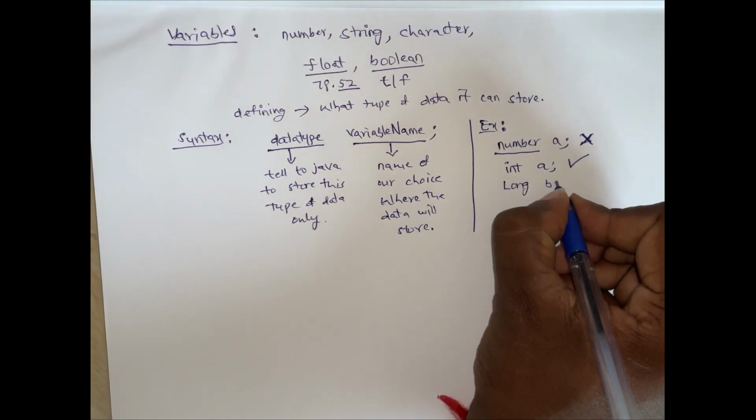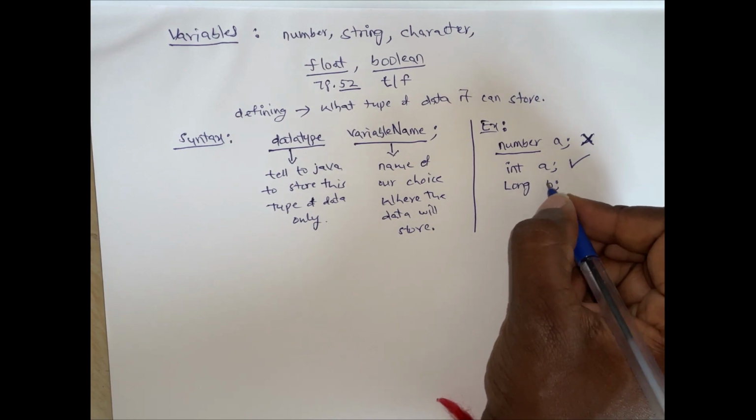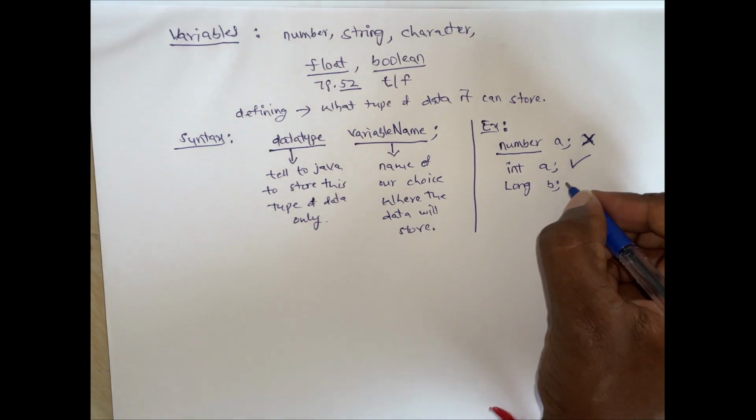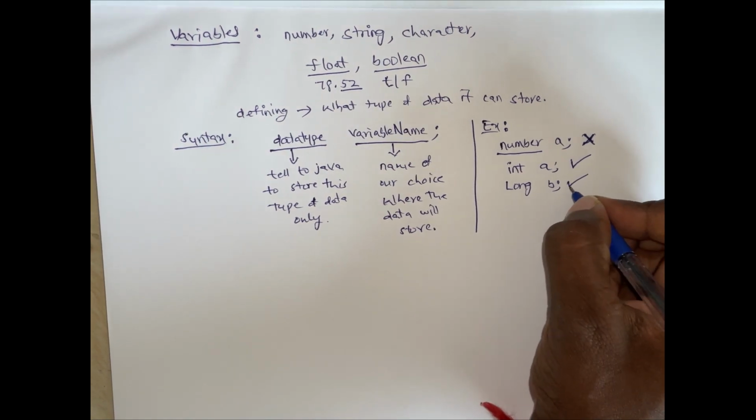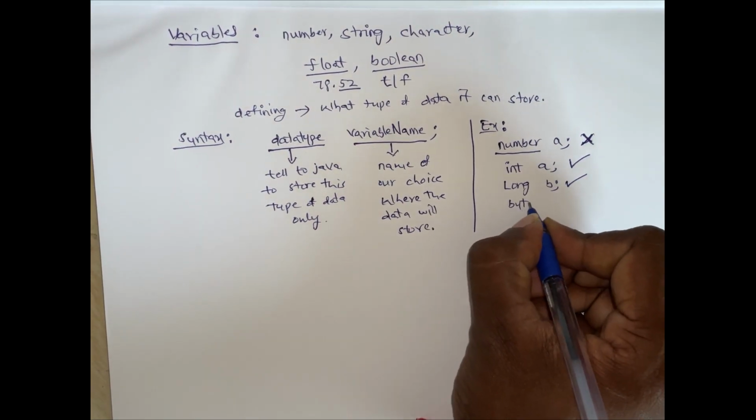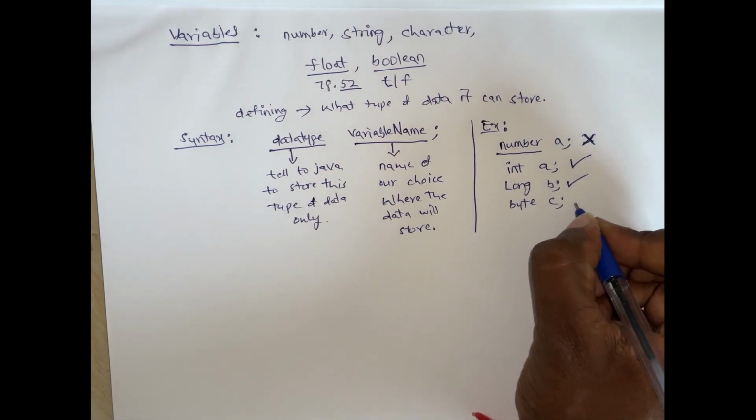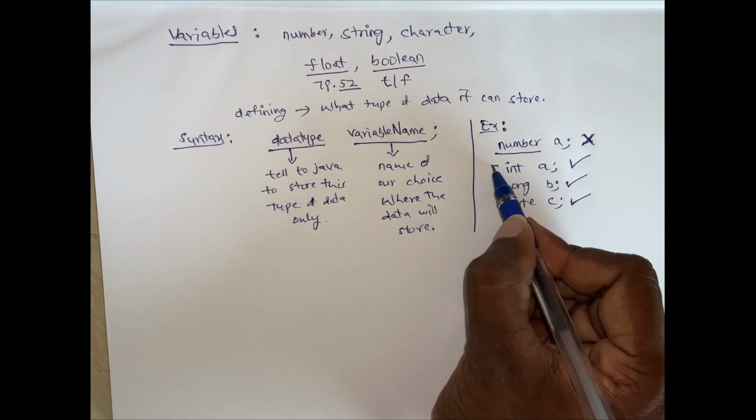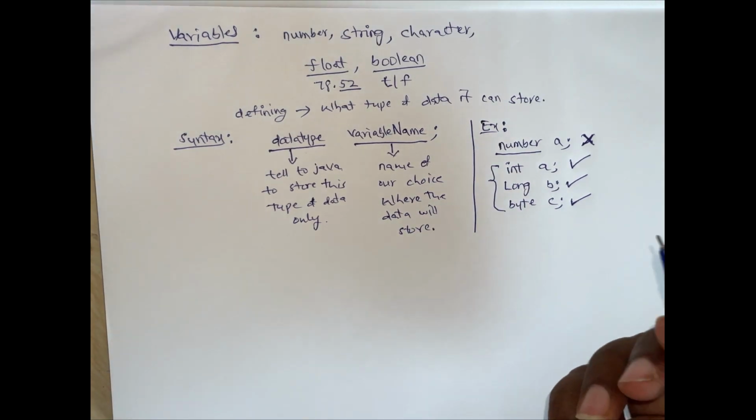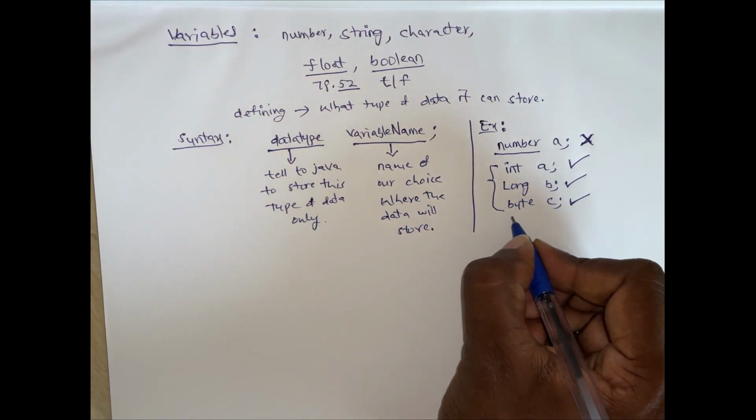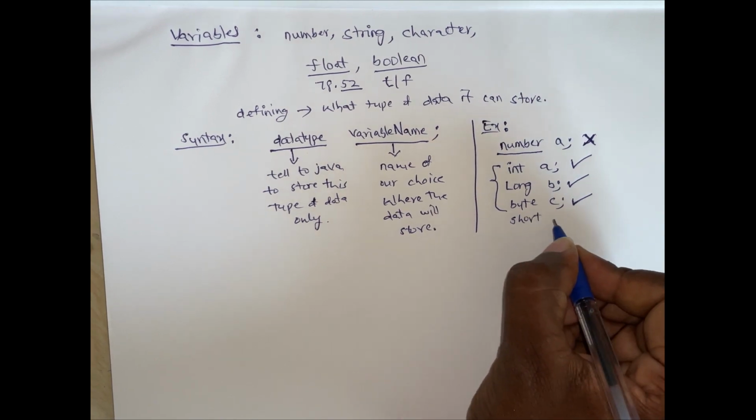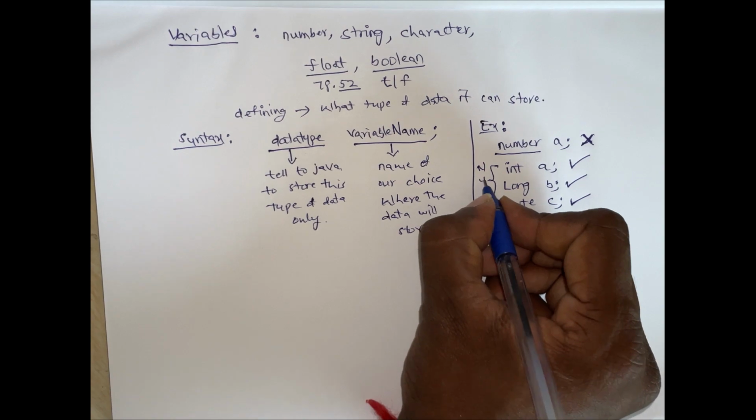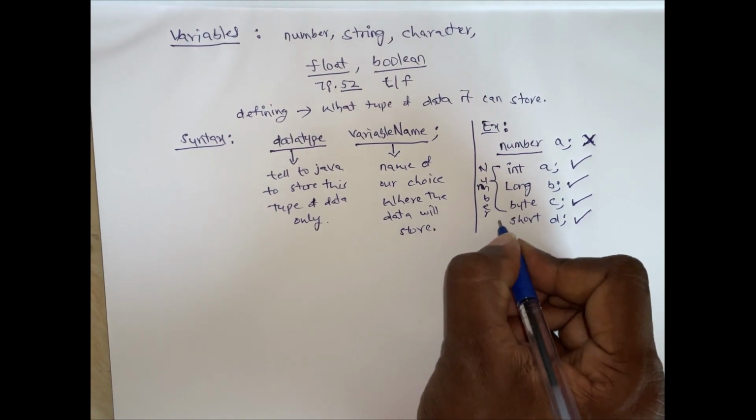Long b. Here a and b are just variable names that we can give anything, that is why I am giving a and b. So it also stores numbers only. Byte c, it also stores numbers only. Like what is the difference between int, long, byte, short? There is another data type called short, short d, it also stores numbers only. All of these will be storing numbers only.